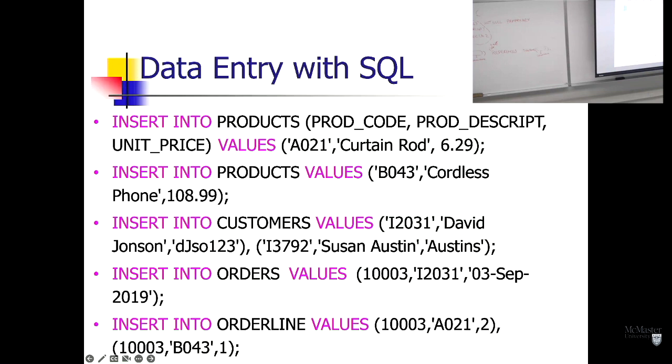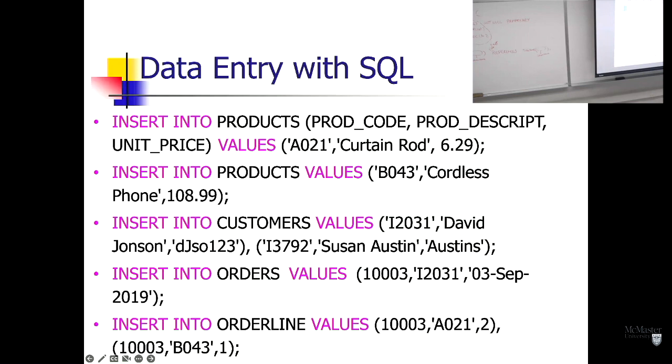So this is the syntax. Insert into the table name. You can either specify the column names or skip that, just directly putting the values. So insert into products table, product code, description, unit price. These are the column names. And then values, whatever values that you want to enter.